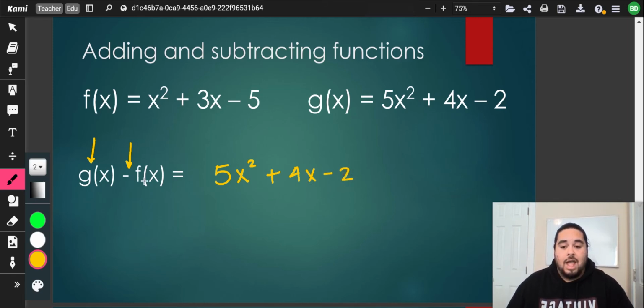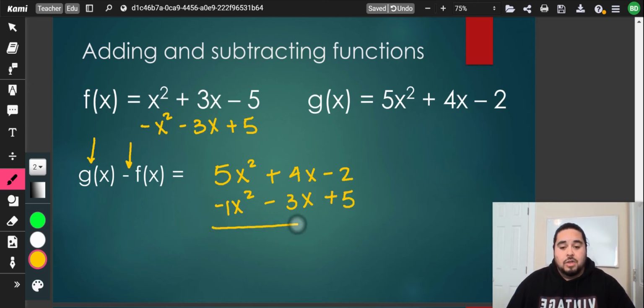And now I'm going to subtract f of x. So what I need to do is go up to f of x and write the opposite. So x squared becomes negative x squared. Positive 3x becomes negative 3x. And negative 5 becomes positive 5. Again, essentially, we're distributing that negative across the whole function. And then we're going to put that underneath. So we have negative x squared. Of course, if you want to, you can write the 1 so you don't forget. Minus 3x and positive 5.